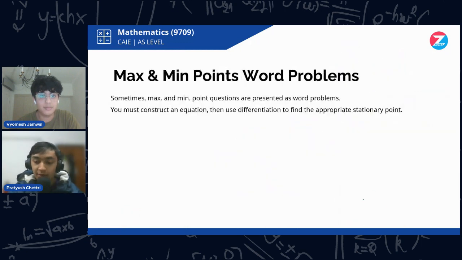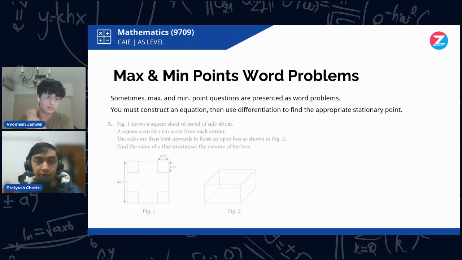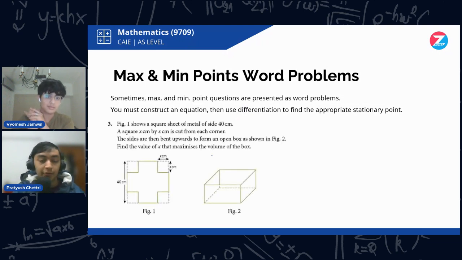Okay. So now that you know how to use maximum and minimum points, they can be really helpful in some word questions. Sometimes they're presented as word questions. You need to make an equation, then use differentiation to find the appropriate stationary point. Here's a little word question I stole from a textbook. Figure 1 shows a sheet of metal, 40 centimeters. The diagram shows that a square x by x is cut from each corner. They're bent upwards to make a box. Find the value of x that maximizes the volume of the box. You can see how this will be useful in real life if you want to cut a box and make the biggest volume.